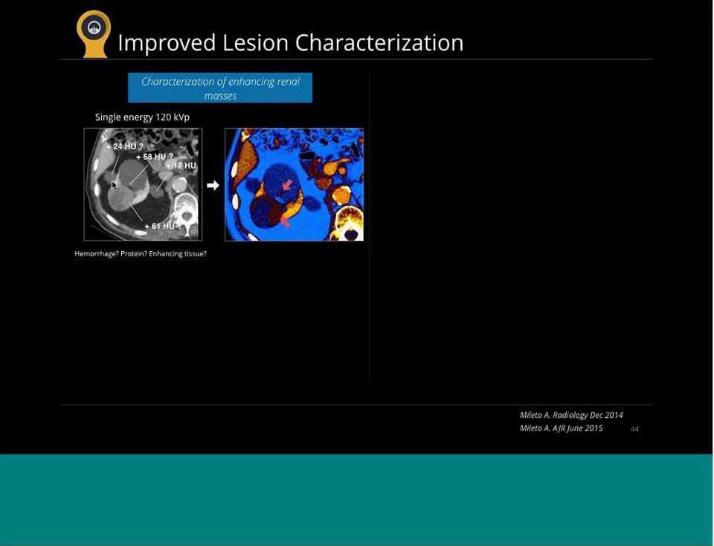And what about this one? I have no idea what this is. Is this a proteinaceous cyst, a hemorrhagic cyst, or is it an RCC? Here's an iodine overlay. Again, this projector is not helping us. But if it's got iodine, it's going to give it a nice color.